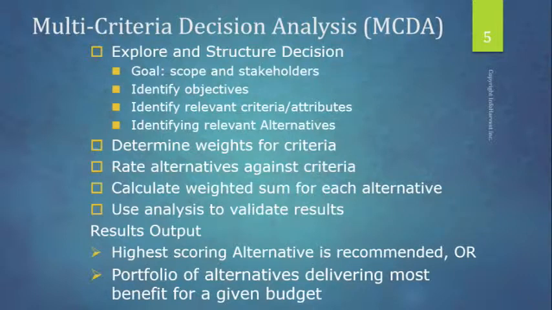Once you have done that, you go through a process of eliciting preferences so that you can determine weights for the criteria. You rate the alternatives against the criteria. With all that done, CDP will then calculate the weighted sum for each alternative. You should then use the CDP analysis capabilities to validate those results. Results can come in two different types. You might have a winner-takes-all situation where the highest scoring alternative is the one that is recommended. Or, as Steve will show later, you may be in a situation where you're actually looking for a portfolio of alternatives delivering the most benefit for a given budget.